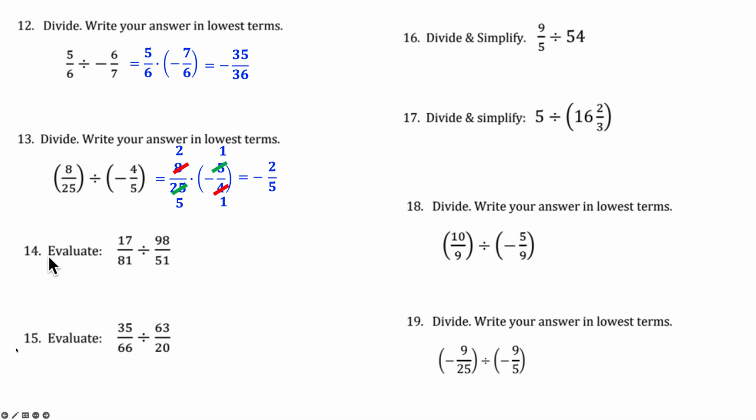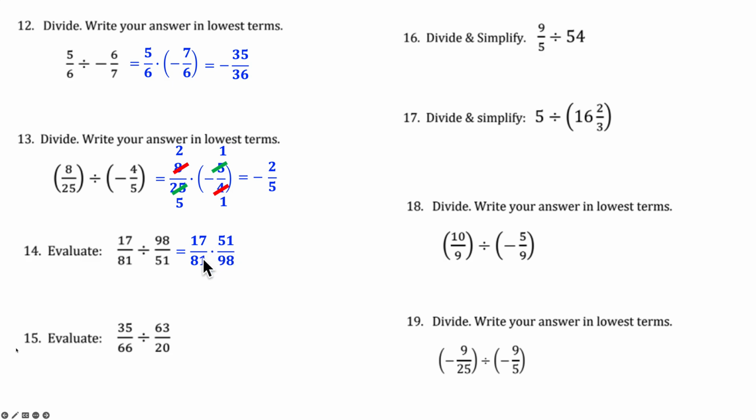All right. Next, 17 over 81 divided by 98 over 51. Okay, flip that second fraction. All right, let's see if we have any cancellations we can do here. Let's see. Yes, this diagonal here. Now, how did I know that?